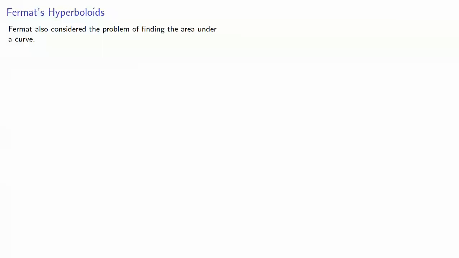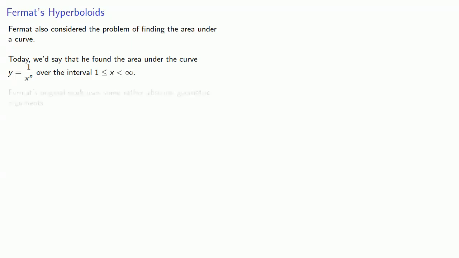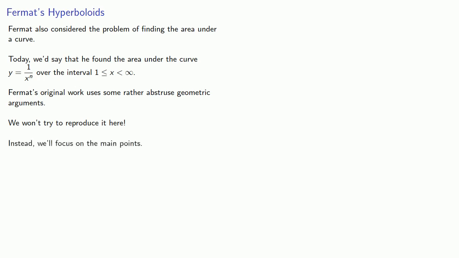Fermat also considered the problem of finding the area under a curve. Today we'd say he found the area under the curve y equals 1 over x to the n over the interval from 1 to infinity. Now Fermat's original work used some rather abstruse geometric arguments. We won't try to reproduce it here, instead we'll focus on the main points.